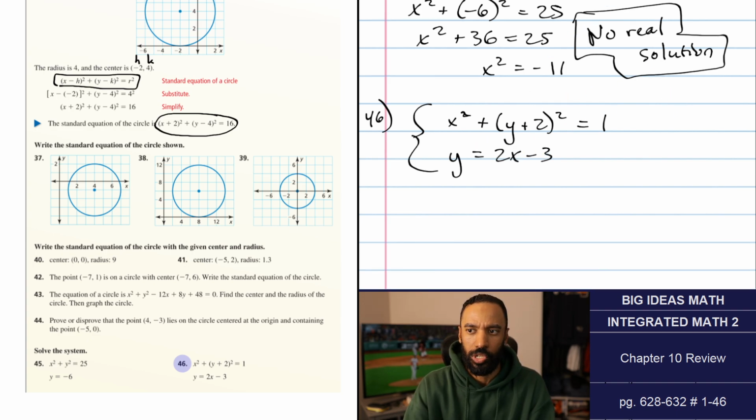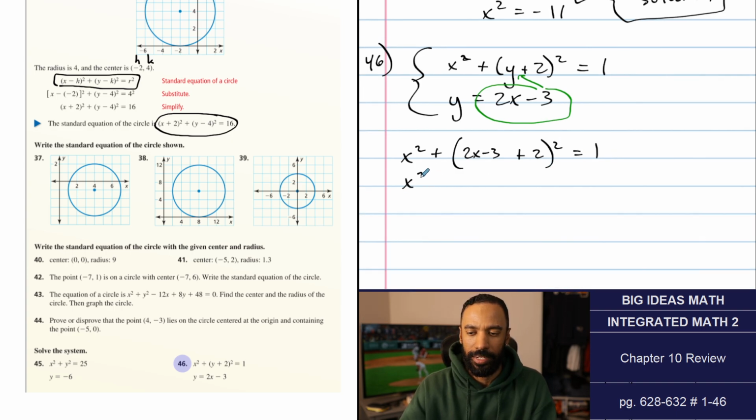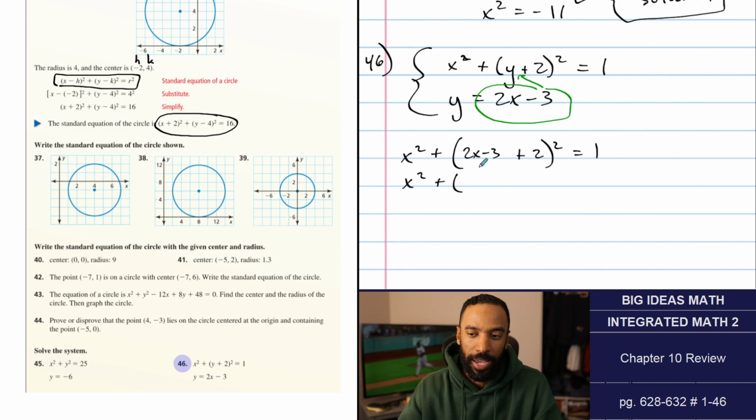But what I'm going to do is substitute 2x minus 3 in for y, right there. And let's rewrite that equation. Now it'll say x squared plus (2x minus 3) plus 2, quantity squared, equals 1. We'll solve for x with this in mind. The reason we do this is because we get one variable by itself in the equation. Negative 3 plus 2 is negative 1, so I'm just cleaning that up.